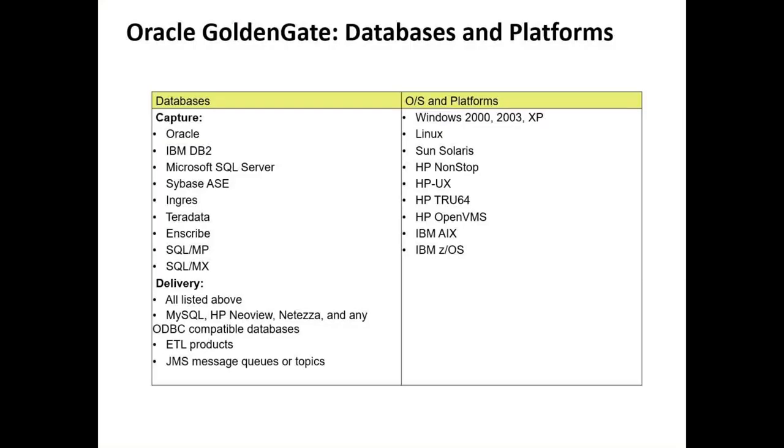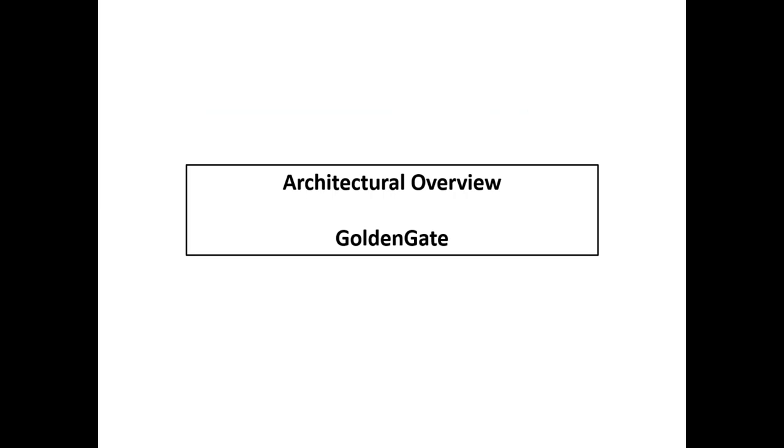GoldenGate supports multiple databases. The list includes these, along with no-SQL databases as well. The list keeps evolving a lot now. It supports your Informix database, Teradata, Ingres, NonStop, all the databases. It supports these platforms along with other platforms like Windows, Linux, Solaris, HP, different versions, IBM, and other platforms. So this is the introduction to GoldenGate.